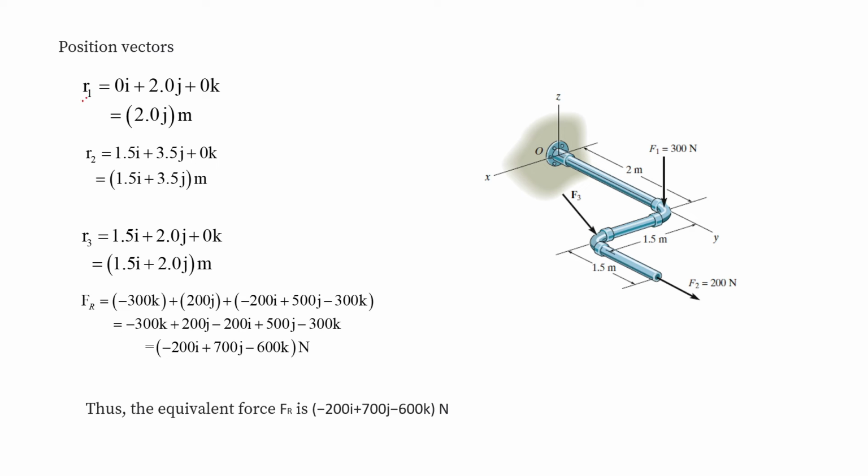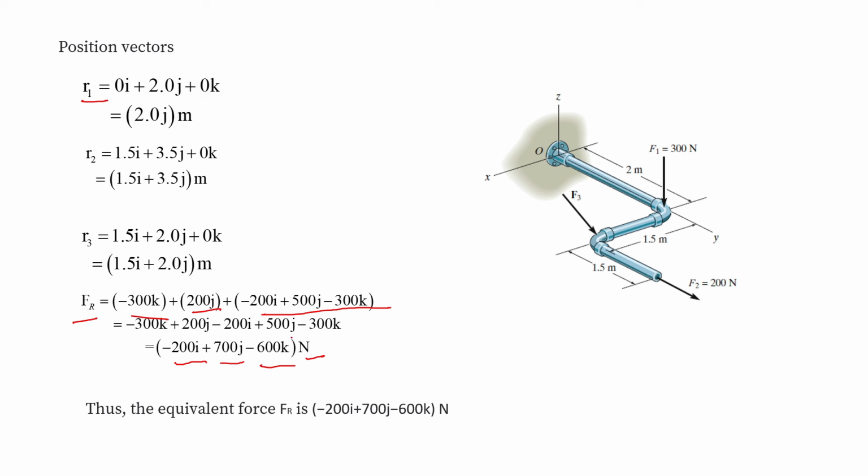As you can see, the position vector R1 can be written as 2.0 j cap. The position vector R2 can be written as 1.5 i cap plus 3.5 j cap meter. Position vector R3 can be written as 1.5 i cap plus 2.03 j cap. Now let's add all forces in order to find the resultant force. F1 plus F2 plus F3 comes out to be minus 200 i cap plus 700 j cap minus 600 k cap.